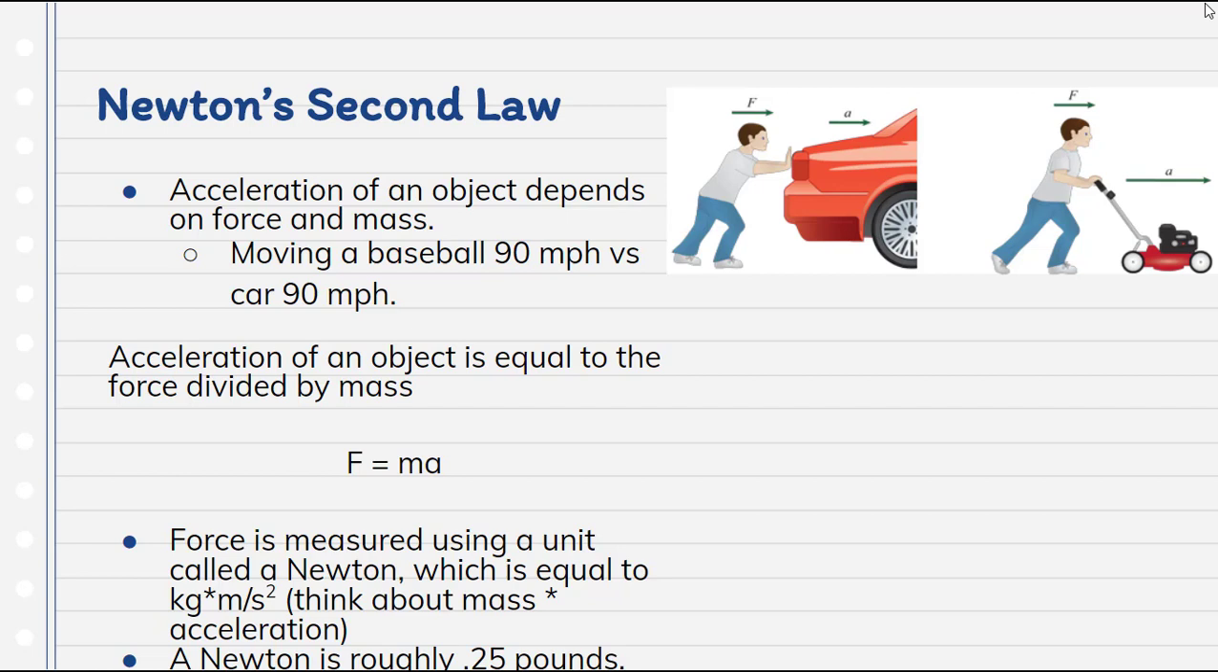Acceleration of an object is equal to the force divided by the mass, and we can rearrange this equation to get a classic equation of F equals ma. Now, for force we use a unit that is known as a Newton, which is equal to kilograms times meters over seconds squared. So again, think about mass times acceleration. You know that mass of objects in physics class are measured in kilograms, and acceleration is meters per second squared. So the unit kind of makes sense. A Newton is roughly 0.25 pounds, if that helps you visualize how much force is involved in a Newton itself.